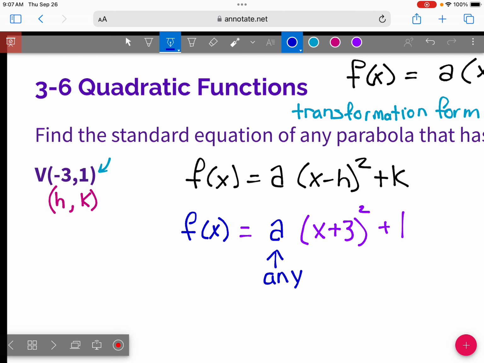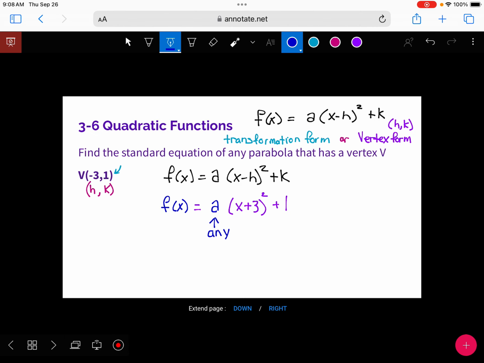Because any graph that has this kind of structure is going to have a vertex at (-3, 1). If it has a stretch of 2, it would have a 2 in place of the a. If it had a compress by a factor of 4, we'd have 1/4 as my a. If it got reflected, it would still have this same vertex. So when they say give us the standard equation for any parabola that has this vertex, that's what we mean. We tend to overthink this one. We have a couple questions on the homework like this, and we overthink this one real hard. So we're going to do it again.